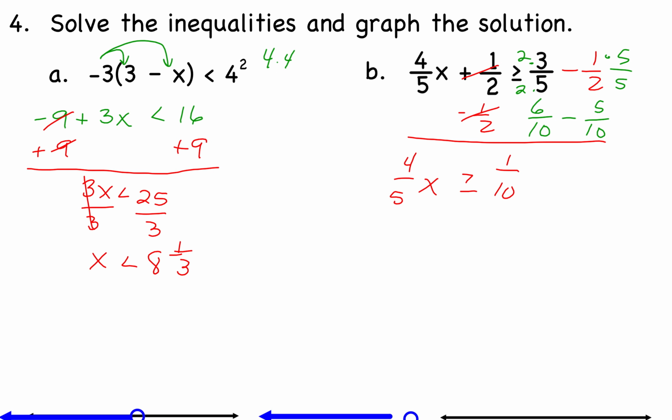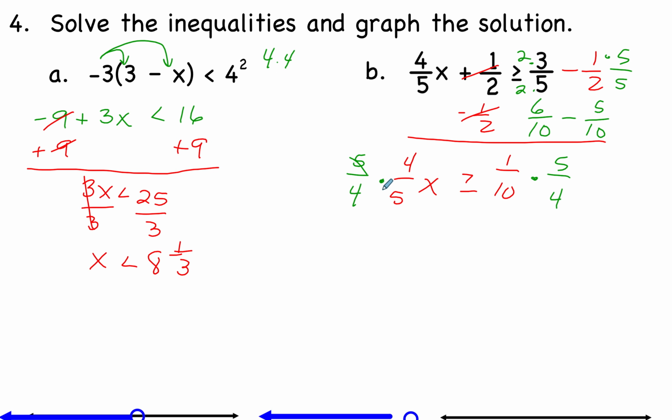Okay. And my next step, I want to get rid of the 4/5. 4/5 is multiplied by the x term. So what I'm going to do is multiply by the reciprocal, which is 5/4. And whatever I do on the left, I must do the exact same thing on the right.